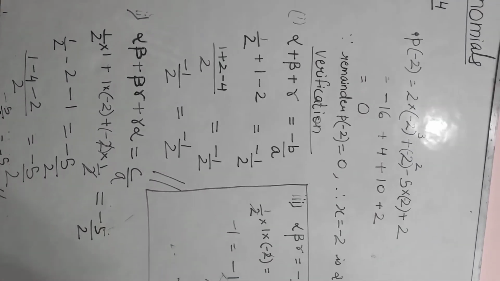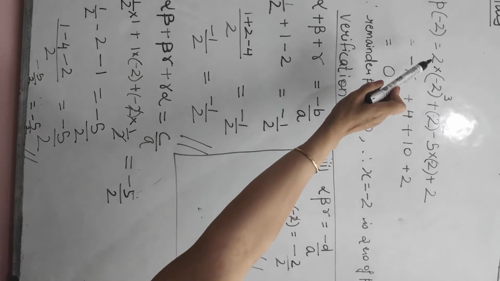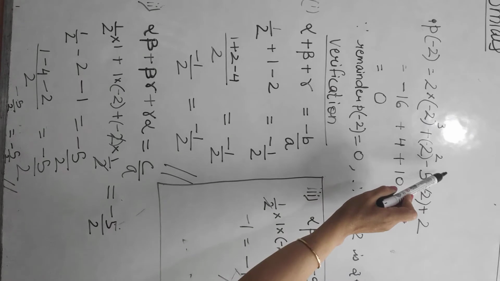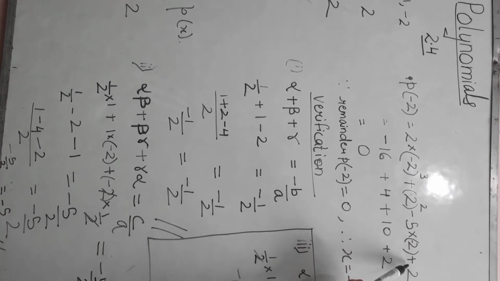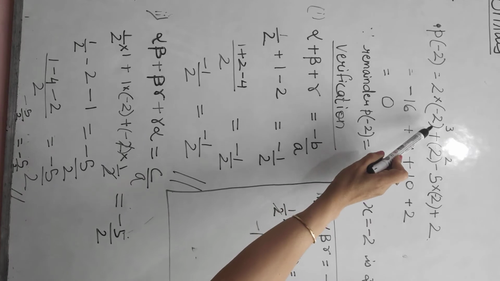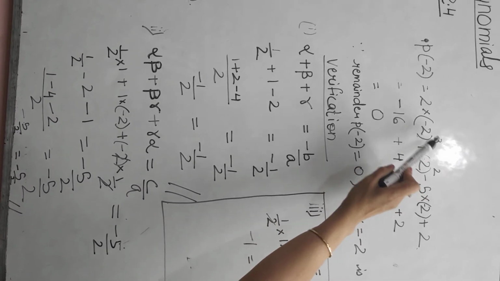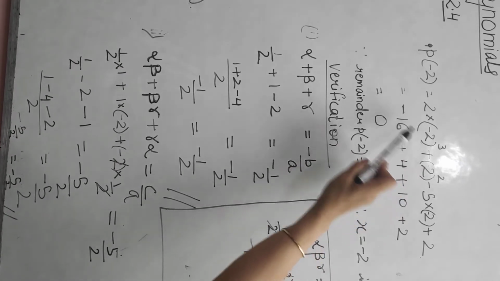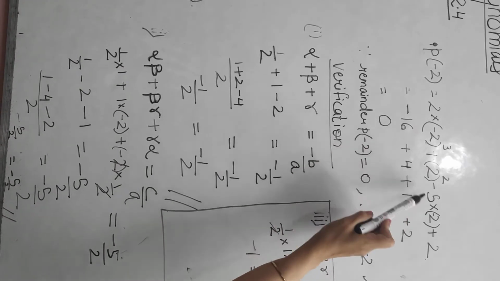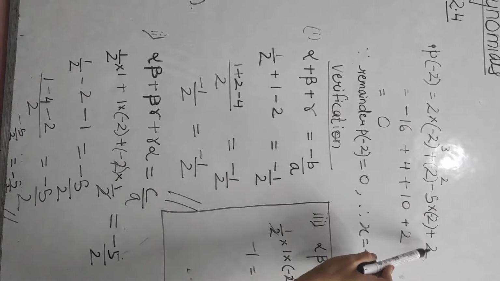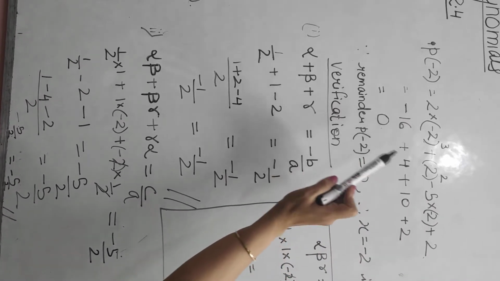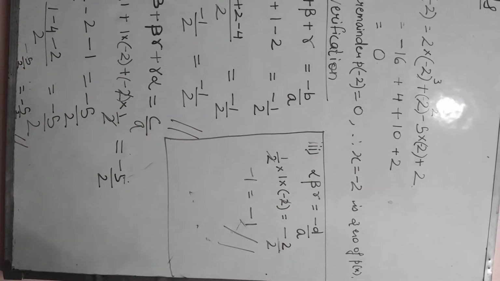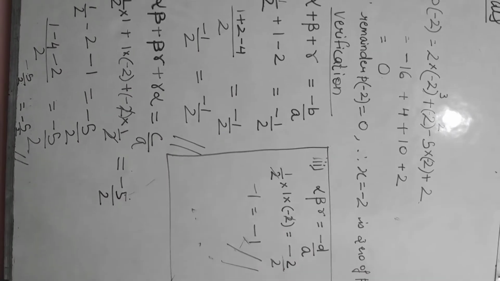Now let us verify the third number which is minus 2. Again we are finding p of minus 2. So 2 into minus 2 का cube plus minus 2 का square minus 5 into minus 2 plus 2. Again solving this, 2 into minus 2 cube is 8, 8 2s are 16. So because minus sign is there, so minus 16, minus का cube minus होता है. तो minus 16 plus 4, minus into minus plus 10 plus 2 which again comes out to be 0. Remainder p of minus 2 is equal to 0. So x is equal to minus 2 is 0 of p of x.